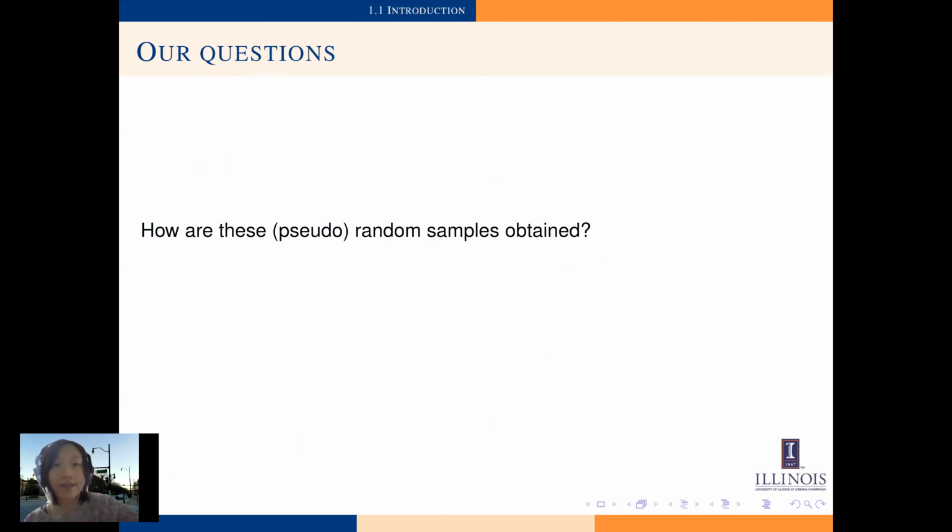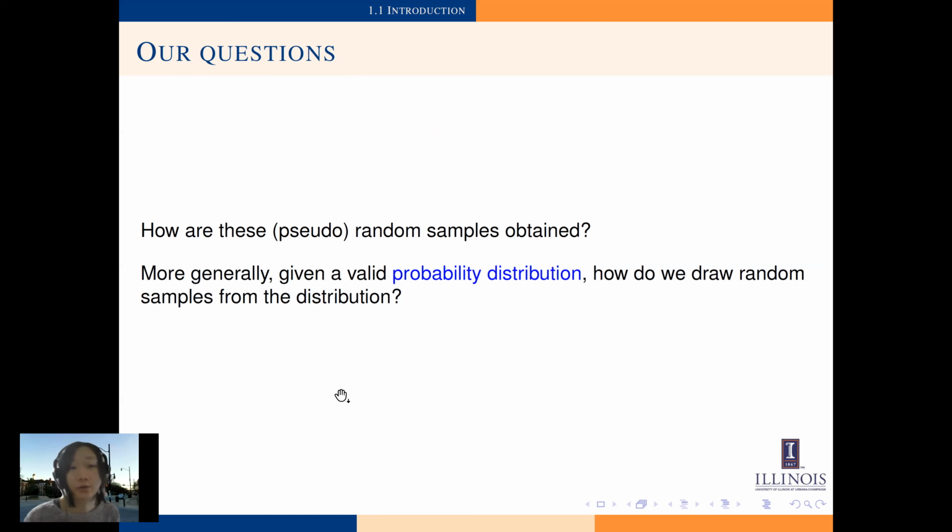Our question for this class is, how are these pseudo-random samples obtained? And yes, these are pseudo-random samples. They are not truly random samples. A more general question we might ask is, given any kind of valid probability distribution, how do we draw random samples from this distribution?